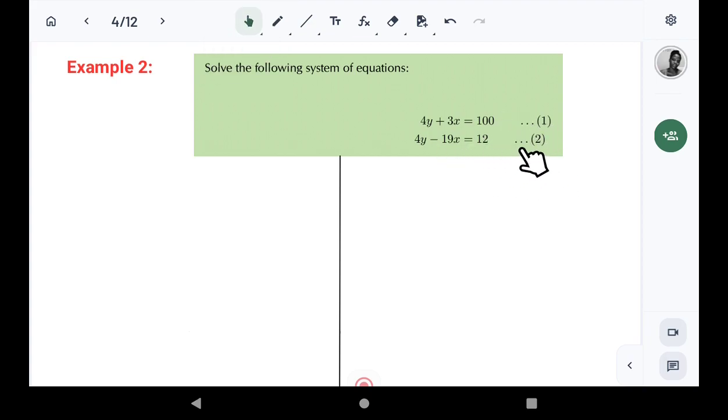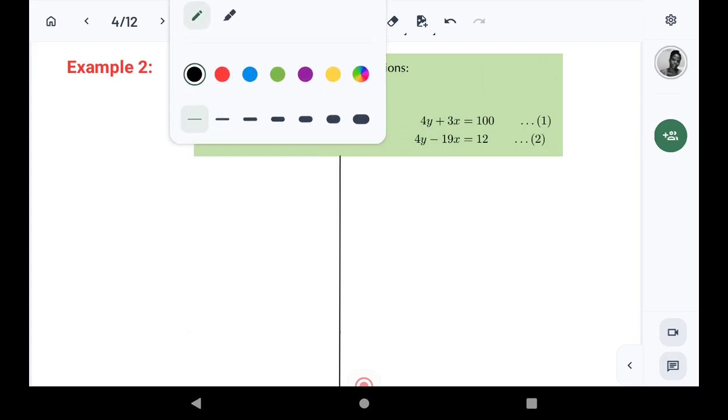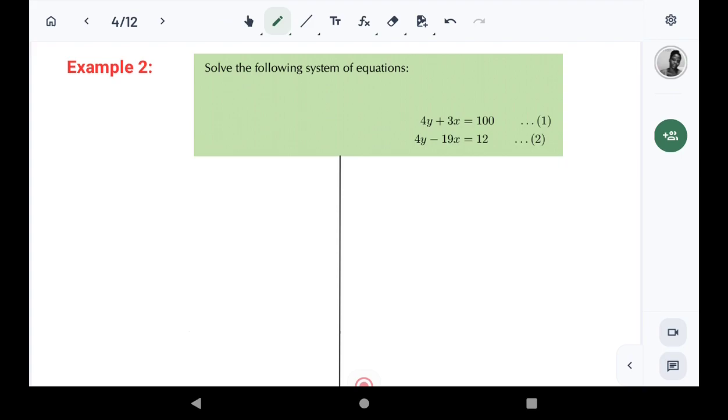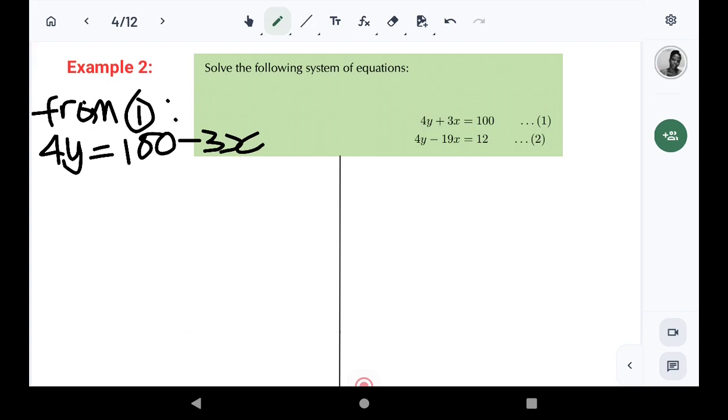We're also given two equations in a system with 2 variables that we need to solve for. First, choose one equation. We'll choose the first one and choose a variable you would like to make the subject of the formula. I choose y. So we go from 1. For y equals to, take everything to the right hand side, that becomes 100 minus 3x. Therefore, divide both sides by 4.